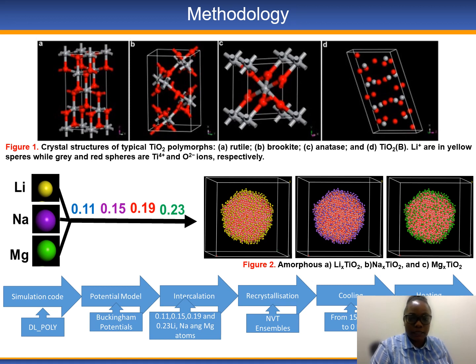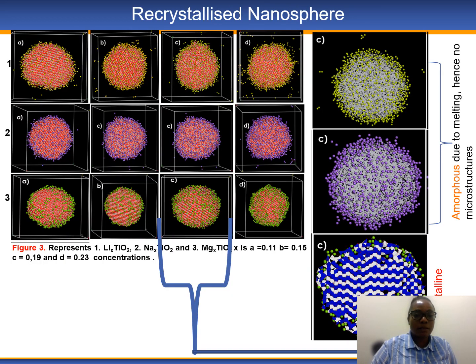And then after recrystallization, we ran cooling synthesis on our recrystallized structures from 1500 Kelvin to 0 Kelvin within 500 interval. After cooling our system, we then heated up our structures from 100 Kelvin to 2000 Kelvin. The obtained structures after recrystallization are indicated in the slide.